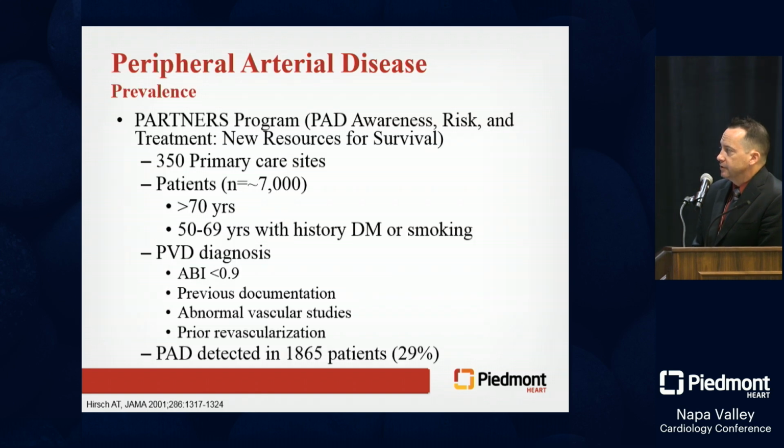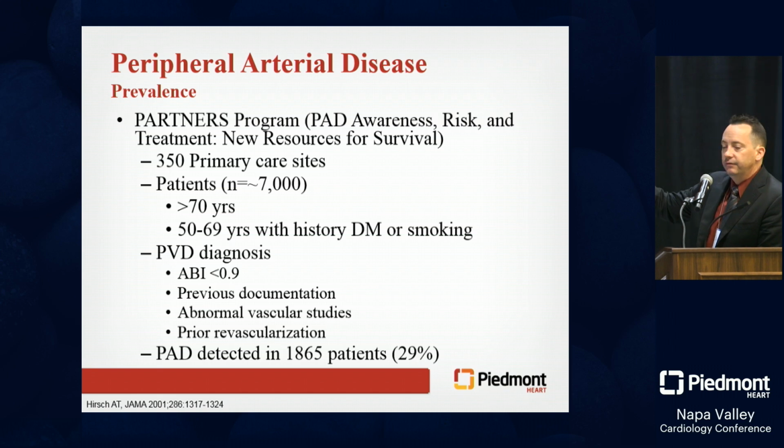So where does a lot of this data come from? It comes from the Partners trial, which was published now many years ago in JAMA. This was done at 350 primary care sites, over 7,000 patients, and this was the foundation of the 2005 ACC guidelines. They essentially looked at all patients who were greater than the age of 70 or between the ages of 50 and 69 with any history of smoking or diabetes. And if I were to have you raise your hand, those are the majority of our patients, right? This is who we're seeing in the clinic.